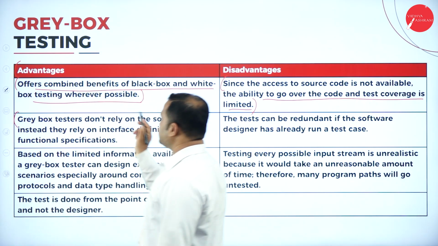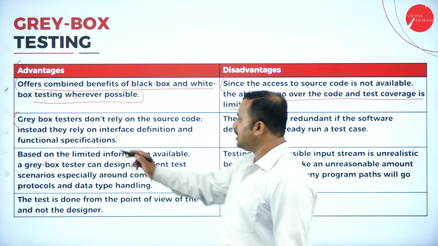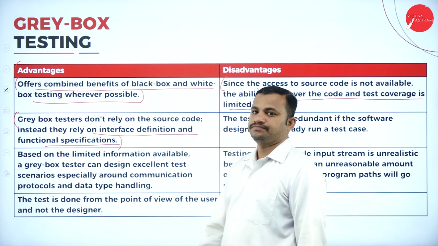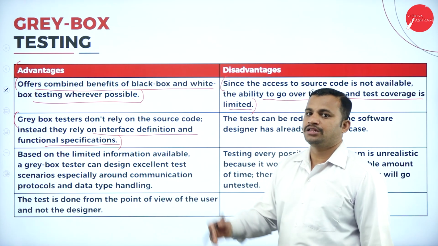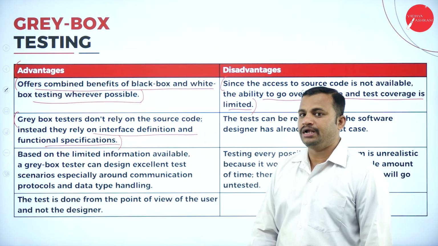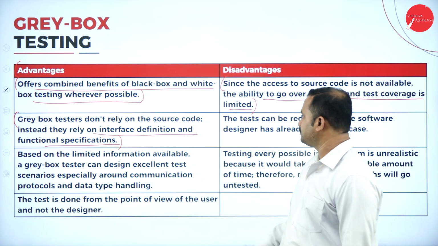Then gray box testers don't rely on the source code. Instead, they rely on interface definition and functional specifications. It does not depend on the internal source code which is developed by the developer. Instead, it relies completely on the functional specifications and interface related operations.